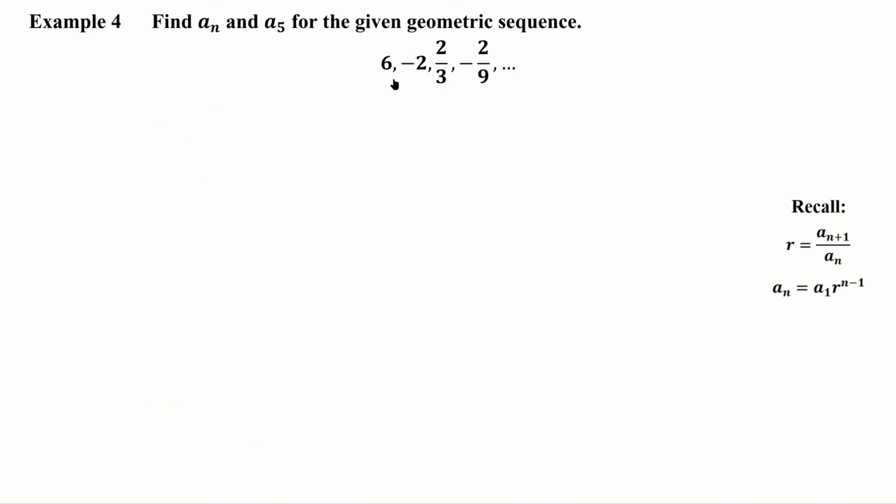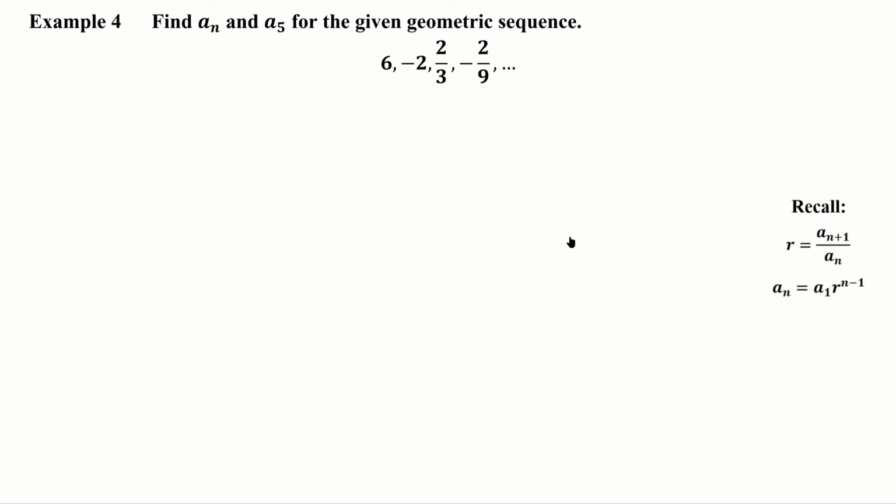All right, so here we have one with a little bit of a fraction action. Go ahead and see if you can figure this one out before you continue. All right, so we need an and a5 again. We don't have the common ratio. This is almost identical, right, to the previous one. I just wanted you to see that fractional situations are no different.